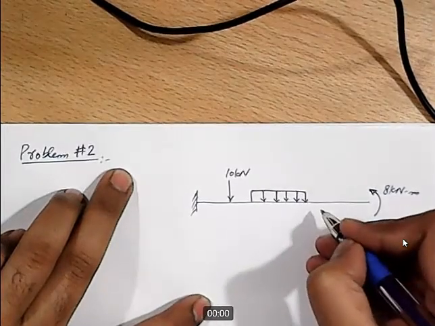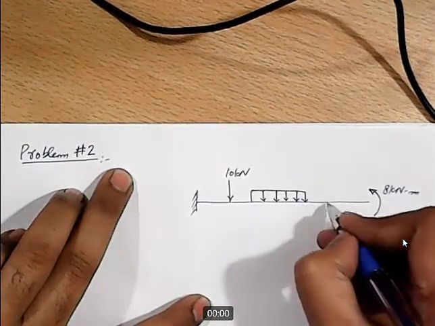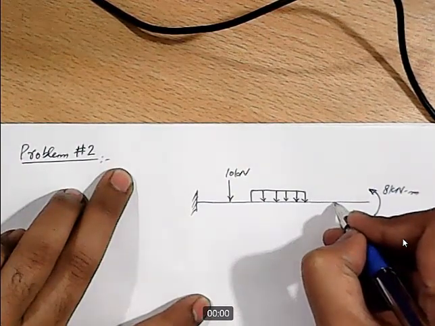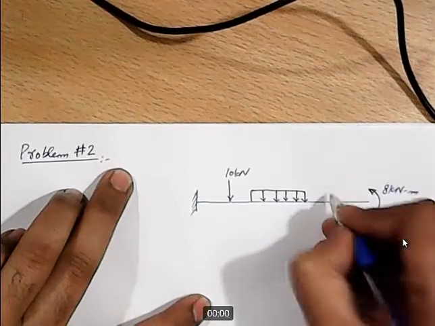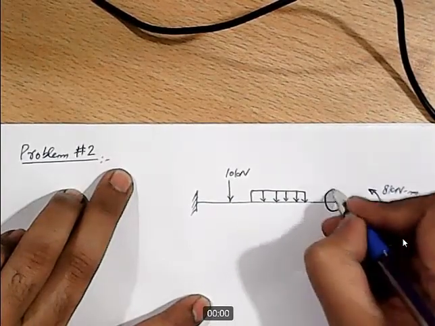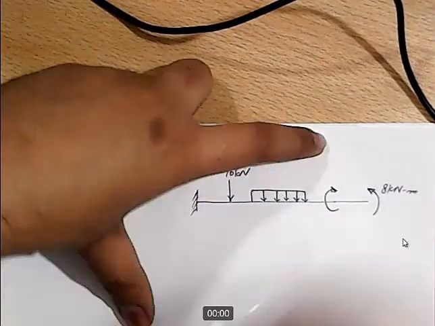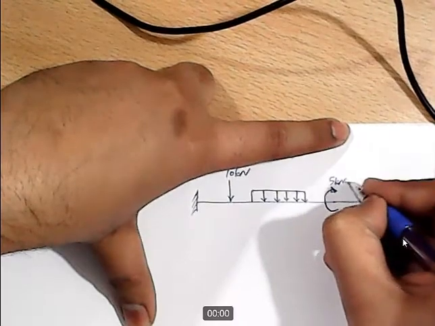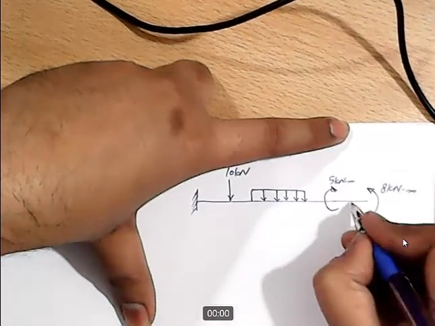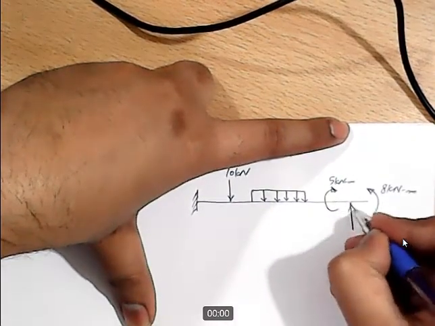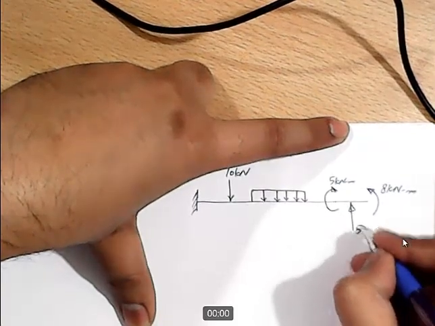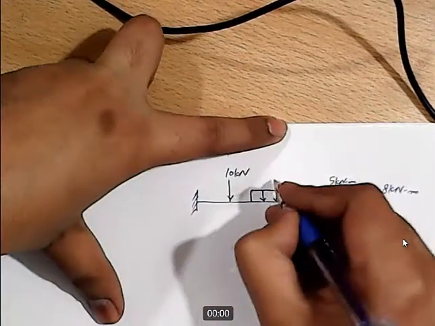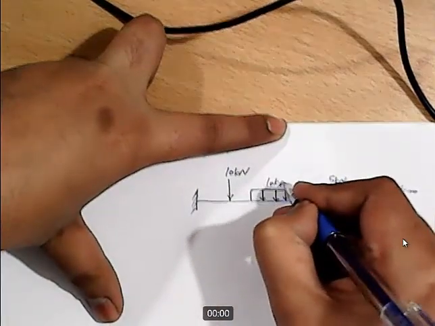So UDL, and we have a point moment, this point moment is in clockwise direction, 5 kilonewton meter, and then we have a point load acting in upward direction and its magnitude is 5 kilonewton. The intensity of this UDL is 10 kilonewton per meter.